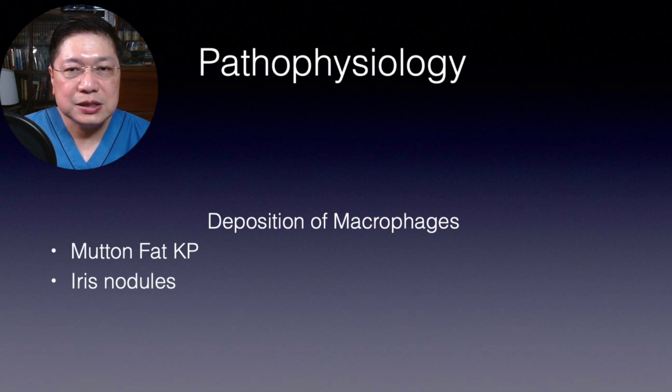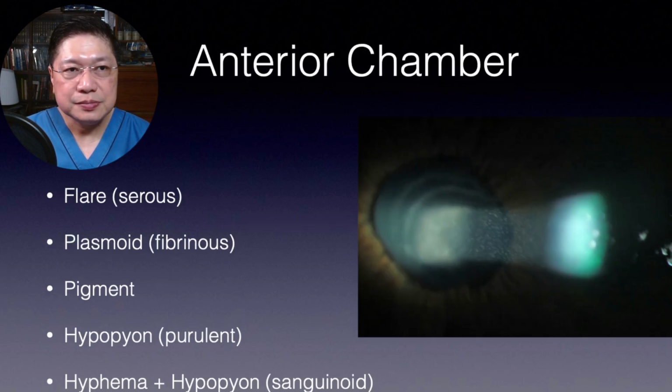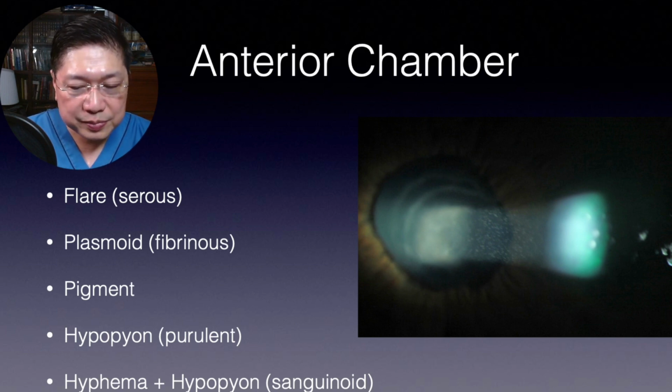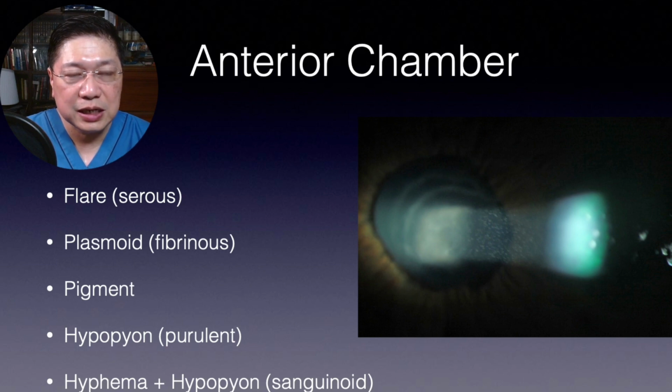The keratic precipitates that you see plastered on the wall, on the cornea, are called mutton fat KPs, and sometimes you can also see iris nodules. Those are depositions of macrophages. And if you look inside the anterior chamber, you will see cells and flares, plasmoid floatings, things that are floating inside the eye. So basically cells and flares.